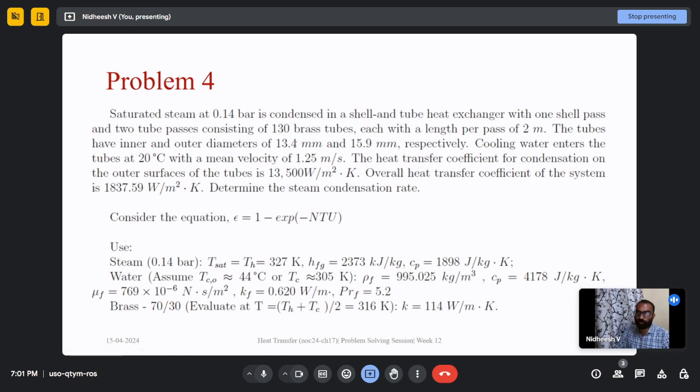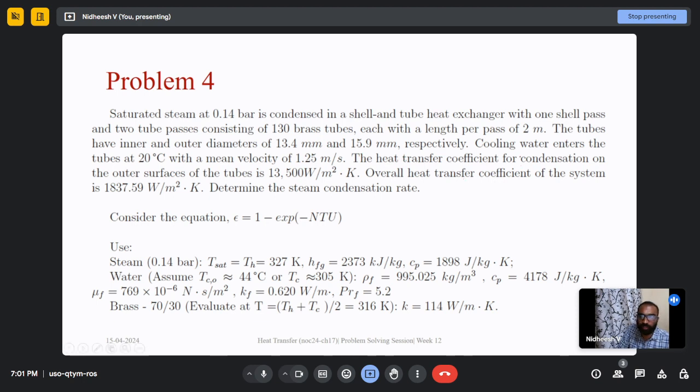Let me read out the problem statement. Saturated steam at 0.14 bar is condensed. Okay, this is the same problem statement. Let me rephrase what is different in this. Saturated steam at 0.14 bar is condensed in a shell and tube heat exchanger with one shell pass and two tube passes consisting of 130 brass tubes, each with a length per pass of 2 meters, same as before. The tubes have inner and outer diameters of 13.4 millimeters and 15.9 millimeters respectively.